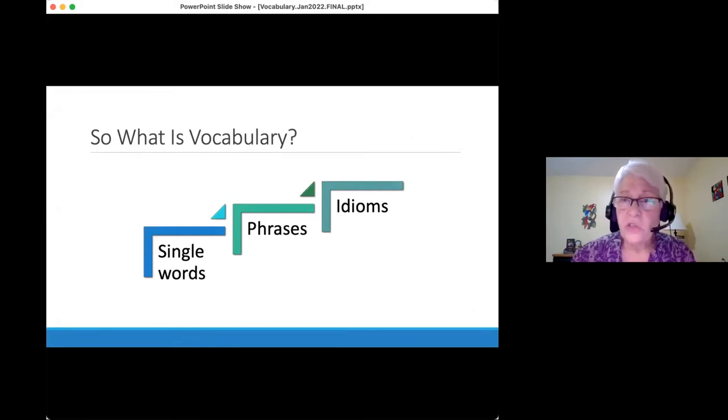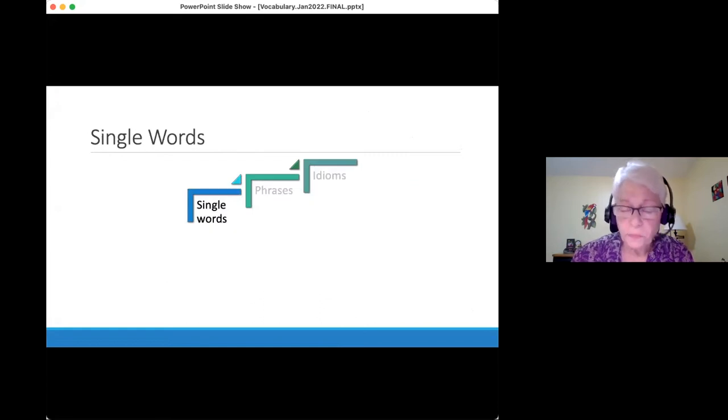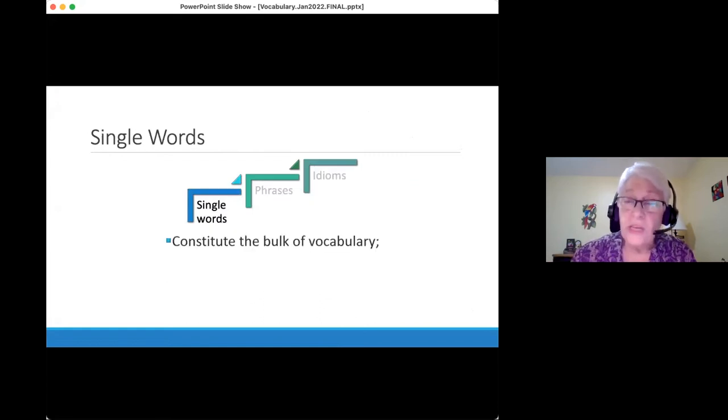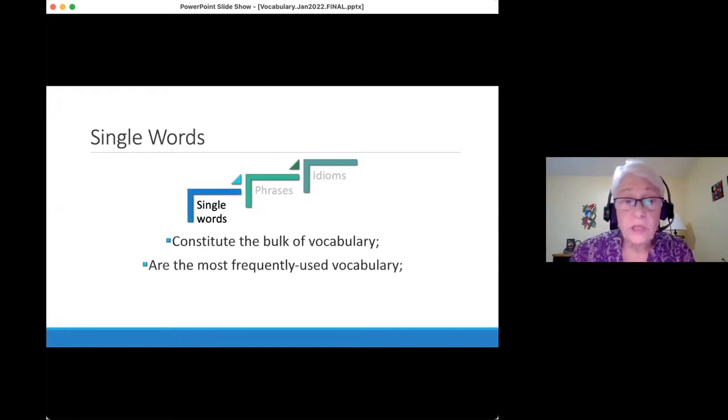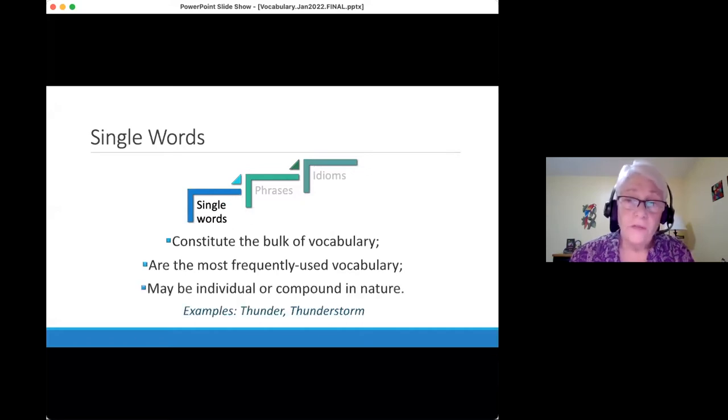So starting with single words. These constitute the bulk of the vocabulary that exists in a language. And clearly, they're the most frequently used elements of vocabulary. Even though we refer to them as single words, they may be individual or they may be compounded in nature. Think of this example, thunder, thunderstorm. I'm sure you can think of many examples.